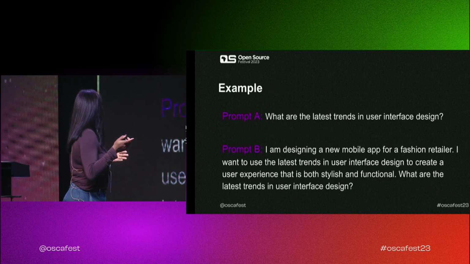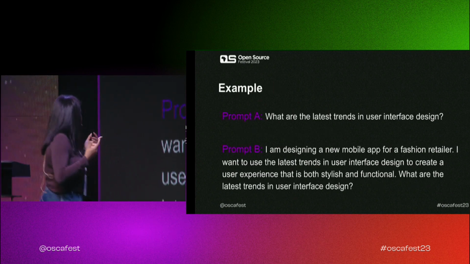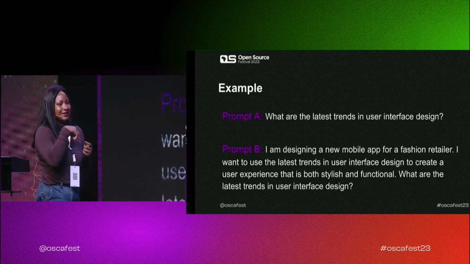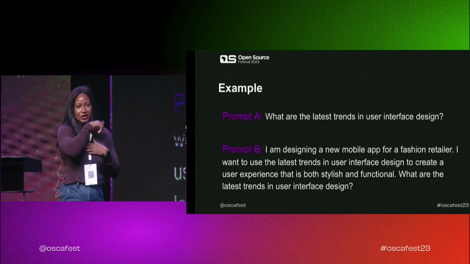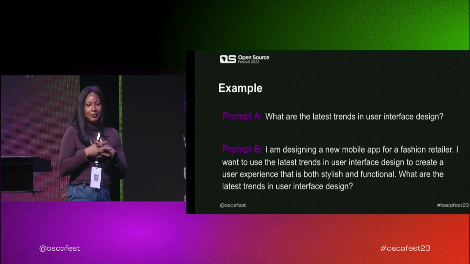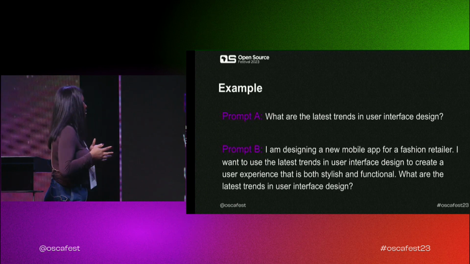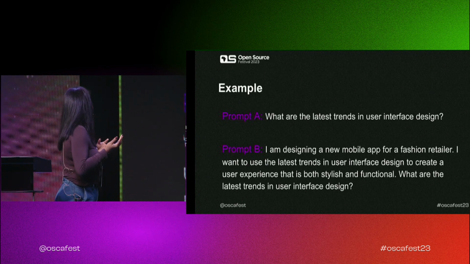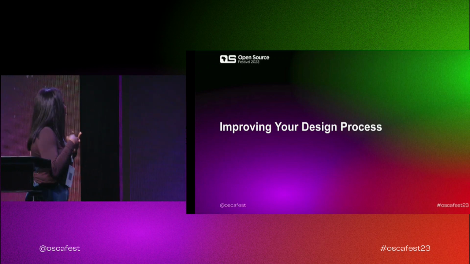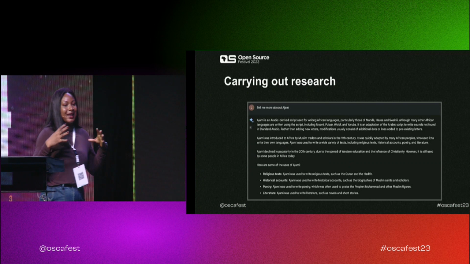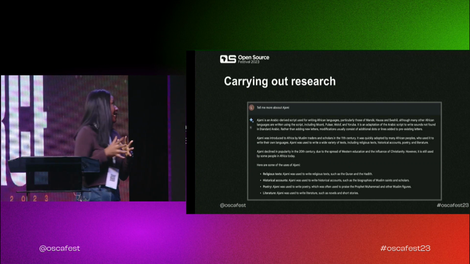Next slide. This is an example of a good prompt and a bad prompt. I think you can easily tell. Which do you think is a better prompt between the two of them? You said yes, B is a better prompt because it's more robust and gives more details. Next slide. So, improving your design process. Obviously, this is a lightning talk, so I'm going to be really fast.